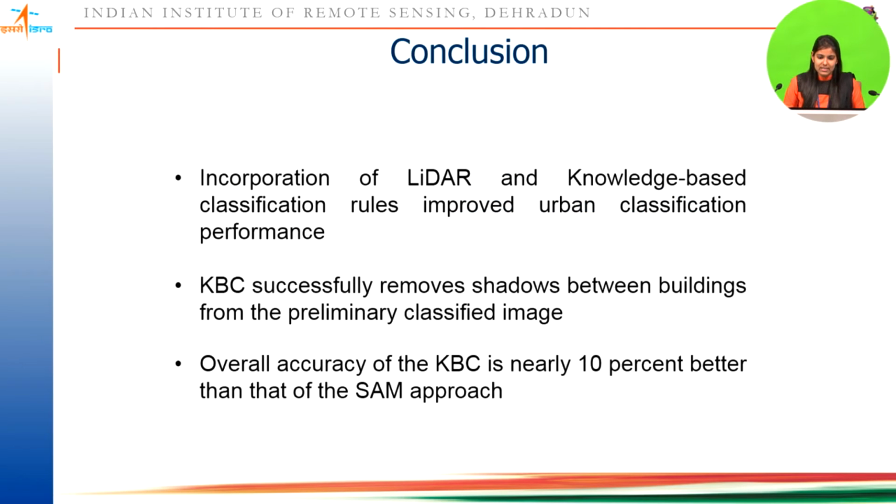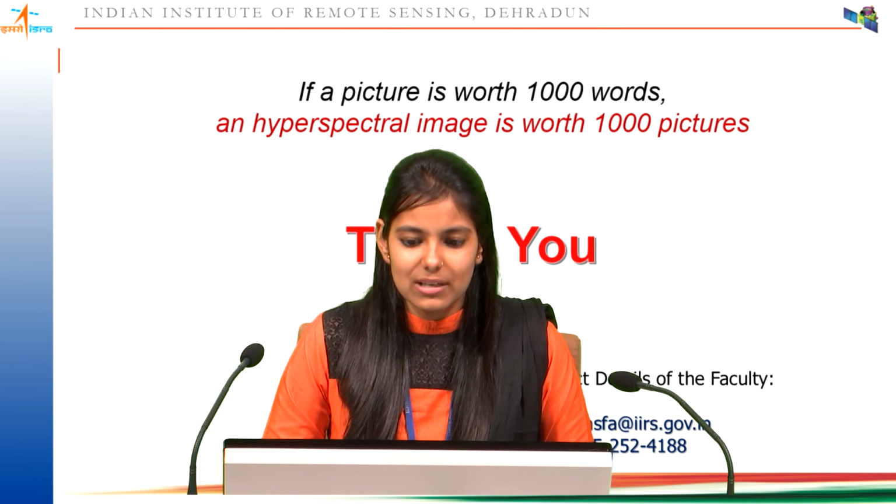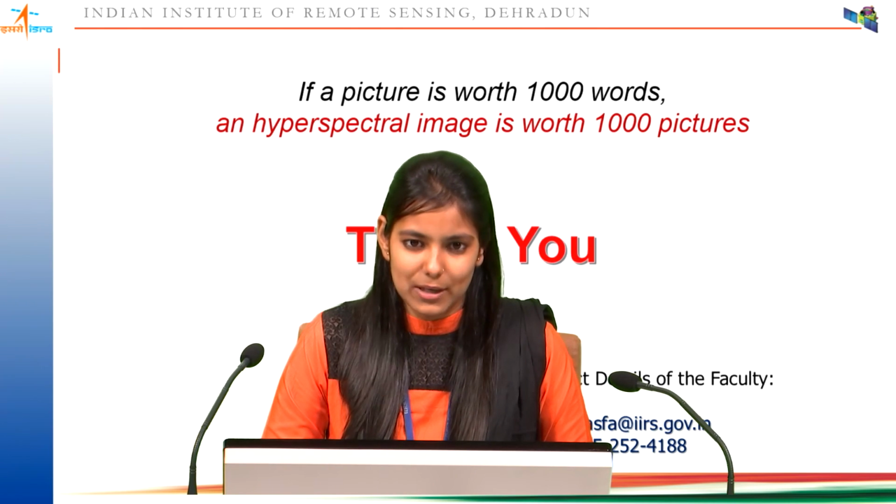In conclusion, we can say that LiDAR and knowledge-based classification, the rules that are applied, can improve the urban classification to a large extent. It removes shadows between buildings from the preliminary classified image, and the overall classification accuracy can be improved to a larger extent. So this will be all for hyperspectral remote sensing for urban areas. At last, if a picture is worth 1,000 words, a hyperspectral image is worth 1,000 pictures. Thank you.